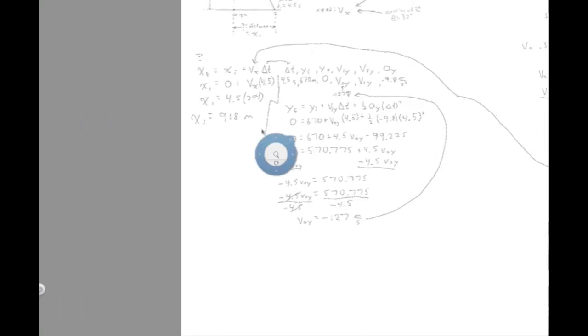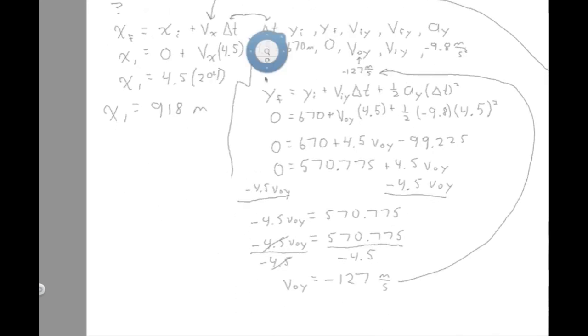So we're ready to answer the question. Let's make sure we're answering the right question. What horizontal distance did the package travel while it was falling? 918. Because if this position coordinate is 918 and this is 0, well, the distance from 0 to 918 is 918.